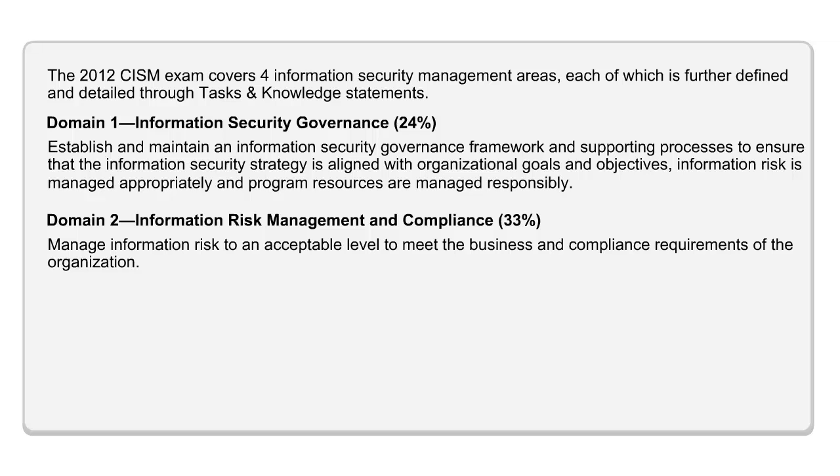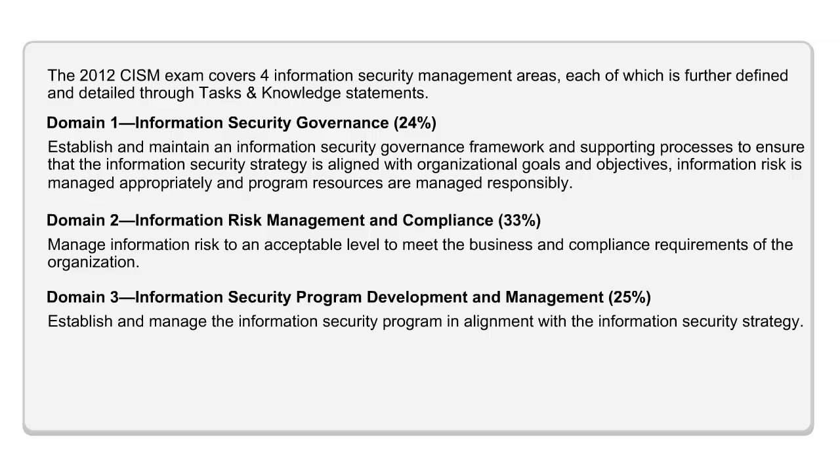Domain 2, Information Risk Management and Compliance, 33%. This domain covers managing information risk to an acceptable level to meet the business and compliance requirements of the organization. Domain 3, Information Security Program Development and Management, 25%. This domain covers establishing and managing the information security program in alignment with the information security strategy.